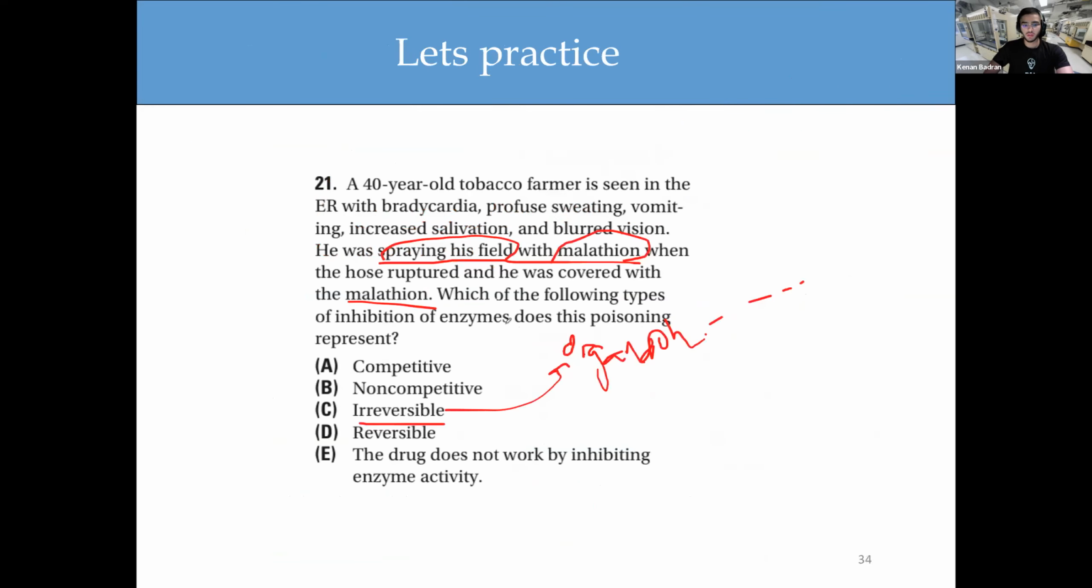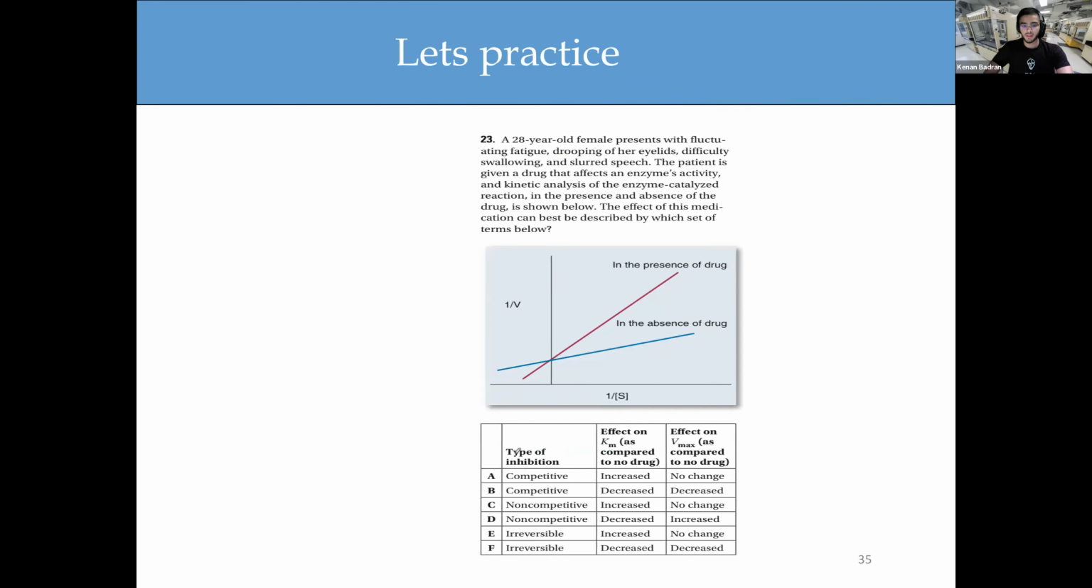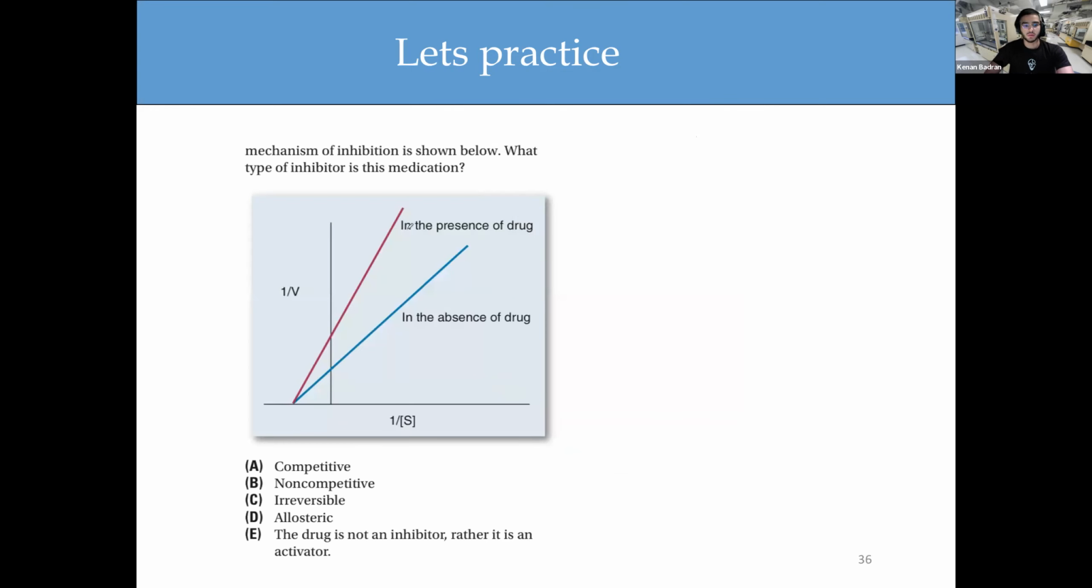So now if we look here at A, the competitive, directly we saw there's crossing on the y. Khalas. Ignore all of this, we don't need this anymore. Now let's look at the effect on Km. Tamam. Increased or no? We said that the Km is increased because its affinity is what? Decreased. Okay, yes, great.